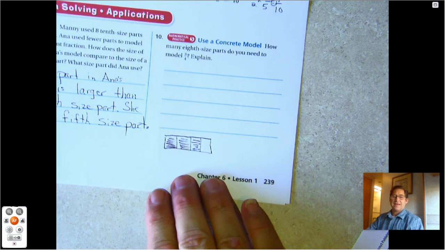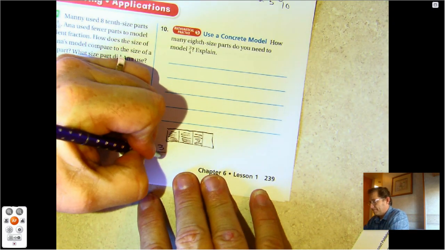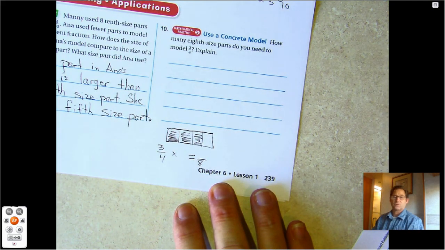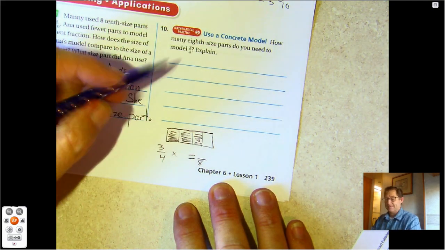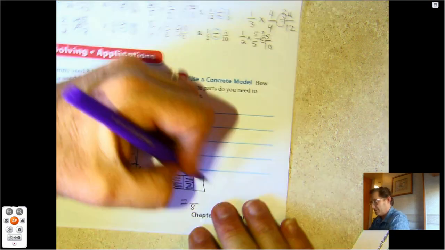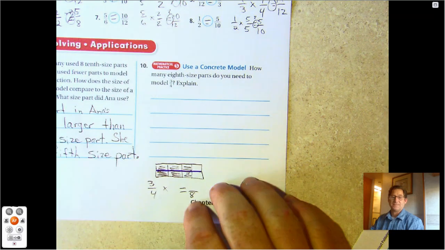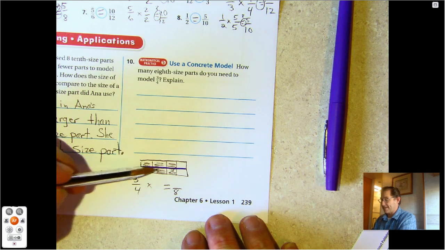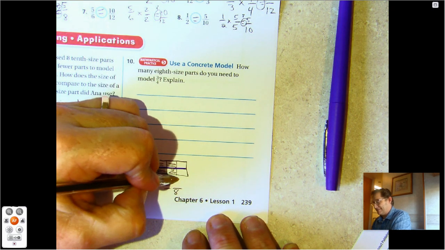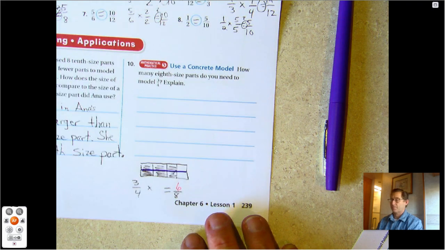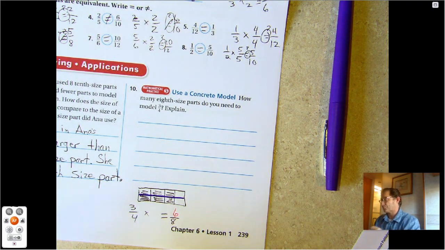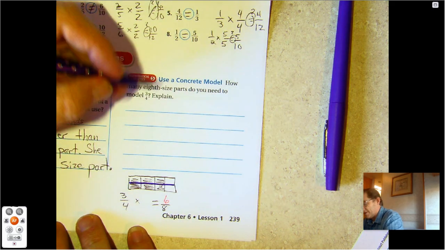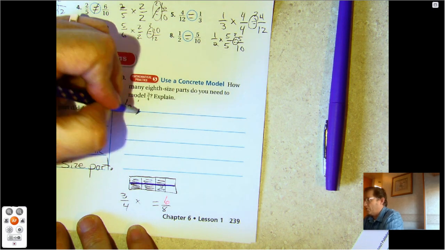Okay. And now how can we make it says 8th size parts. So how can I go from 4 in my model to 8? Well, I could just cut it in half. So I'd have twice as many pieces. All right, so I went from 3 pieces to now having 6 pieces. So how many 8th size parts do you need to model 3/4? We would need 6 of those.